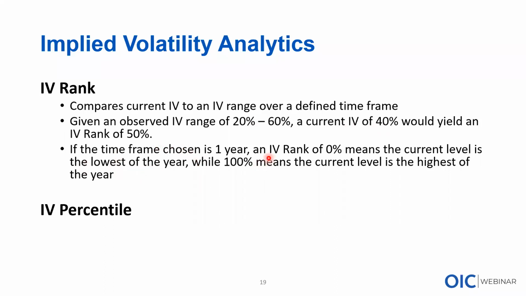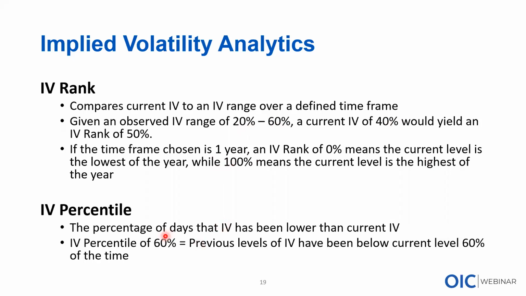And just to further showcase that example, if the time frame is 1 year, which it often is, an I-vol rank of 0% means the current level is the lowest of the year. If the current level was 20%, the I-vol rank would be 0. And 100% means it's the highest level, and that's I-vol rank. It doesn't consider all of the observations within the time period. It just looks at the low, the high, and the current level.